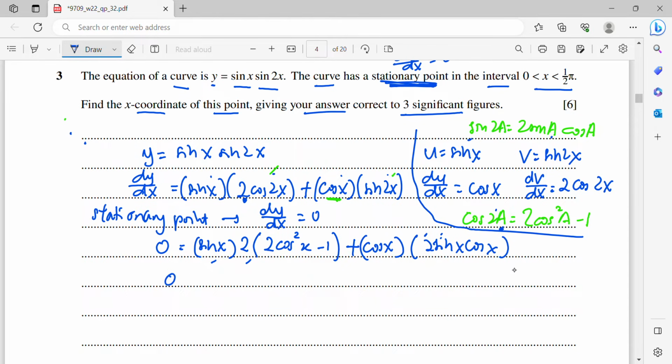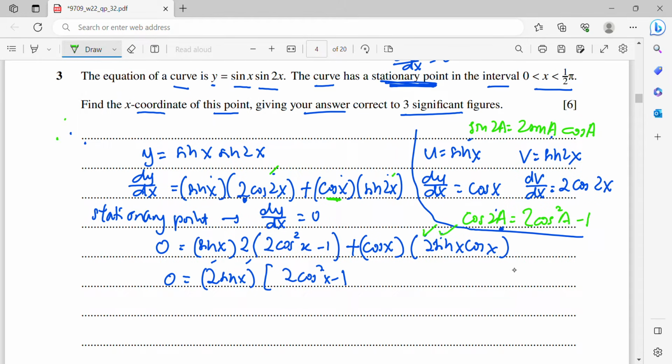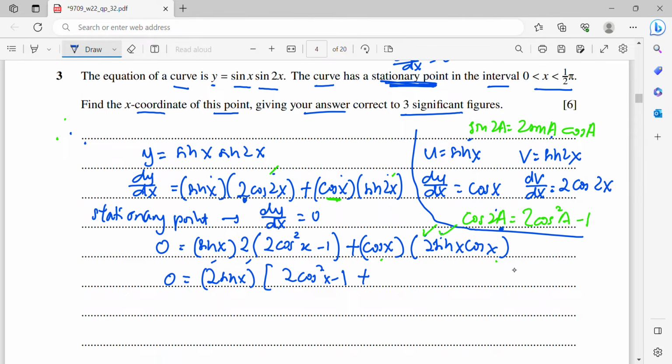So now I will write 0 equals 2 sine x, then 2 cos squared x minus 1. So since we have factorized the 2 sine x from the second term, which means you still have the cos x, because cos x is cos squared x divided... so I will get plus cos squared x. Alright, so now rewrite the 2 sine x. Then 2 cos squared x plus cos squared x becomes 3 cos squared x minus 1.